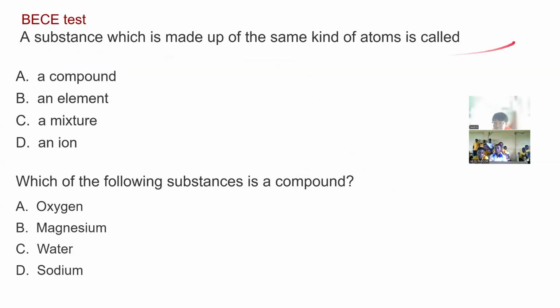So here is an example question. A substance which is made up of the same kind of atoms is called: is it a compound? Is it an element? Is it a mixture? Or is it an ion? Does anyone want to answer this first question?